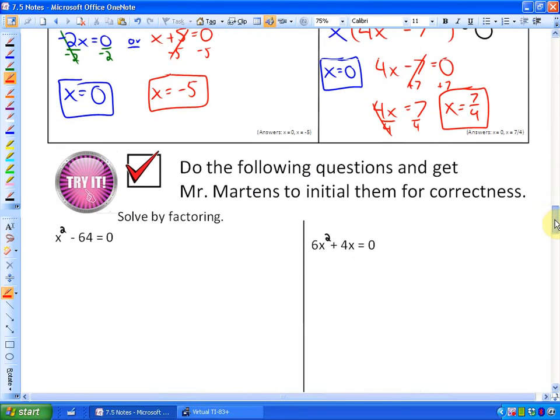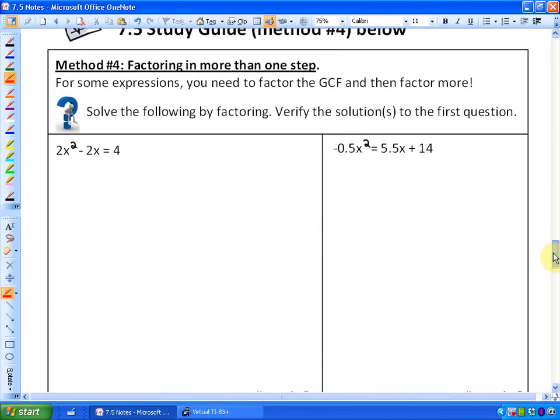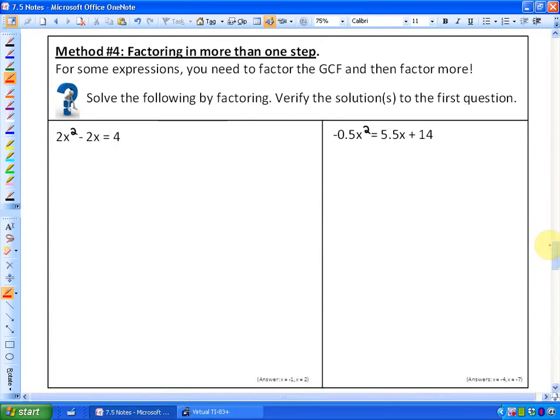The last method in this lesson is we are going to be looking at how to factor in more than one step. So the first thing that we have to do before we can start factoring is make one side equal to 0, because you can't solve a quadratic equation if one side doesn't equal 0. So in this case, we would have 2x squared minus 2x minus 4 equals 0. Now the first thing you want to look for in this case is a greatest common factor. All three of these terms can be divided by 2. So I'm going to treat my greatest common factor as being the number 2.